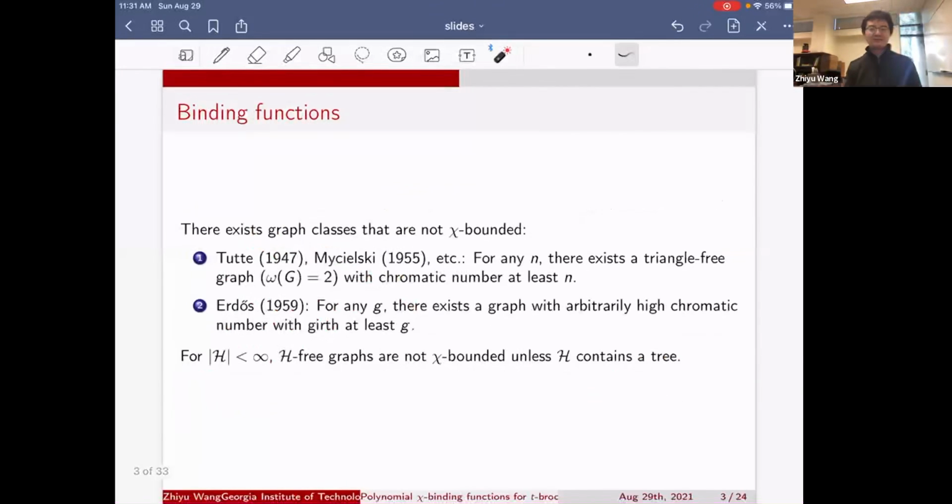In general, we can't say all graphs are chi-bounded, basically by the constructions of Tutte and also Mycielski. For a fixed clique number, the chromatic number can go arbitrarily high. Also, the probabilistic construction of Erdős says there exist graphs with arbitrarily high chromatic number and high girth. That implies if we have a finite family of graphs that we want to forbid, then H-free graphs will not be chi-bounded in general unless H contains a tree. Otherwise we have a construction with arbitrarily high chromatic number.